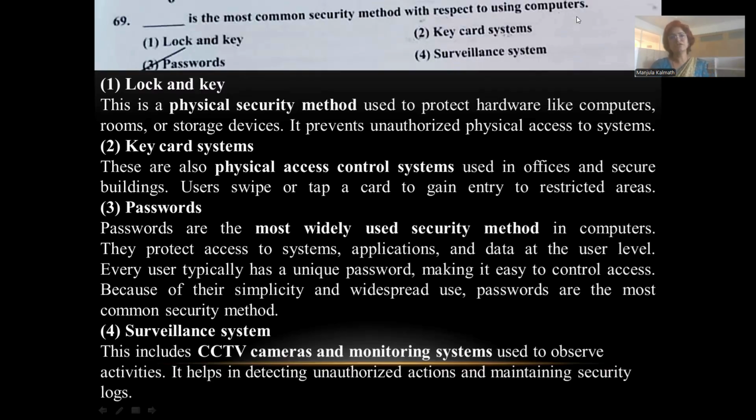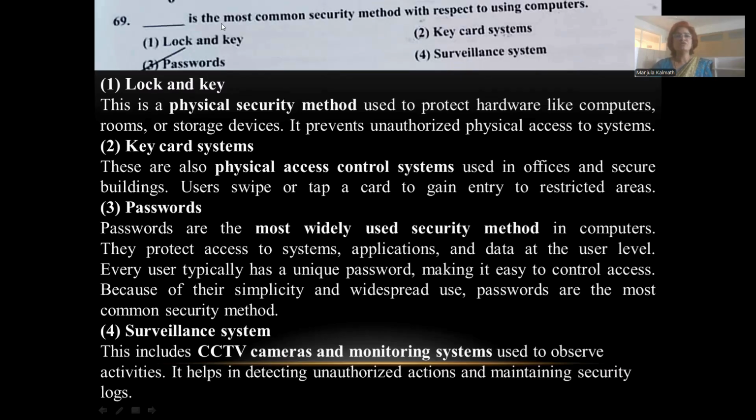As we discussed in the previous videos with respect to the syllabus of PGCET, we have different sections here: computer science, mathematics, reasoning and others. So first of all, we have to focus on the computer science section. And in the computer science section, the very first question is, dash is the most common security method with respect to using computers. Lock and key, card system, passwords, and surveillance system.